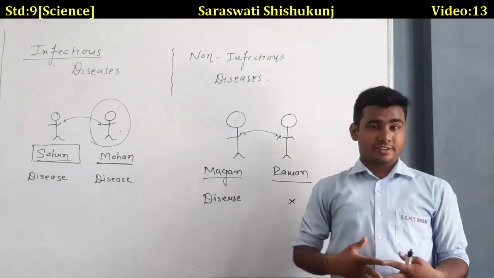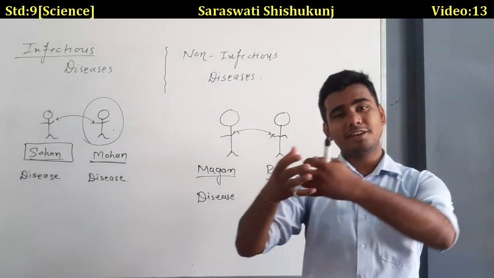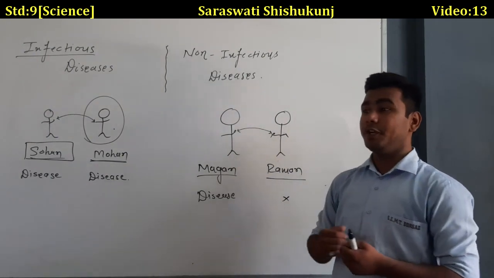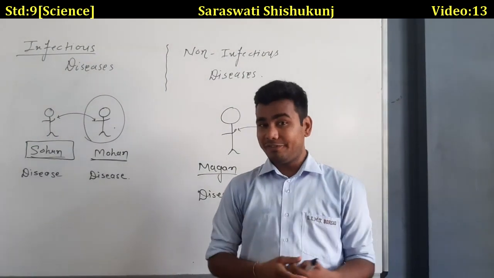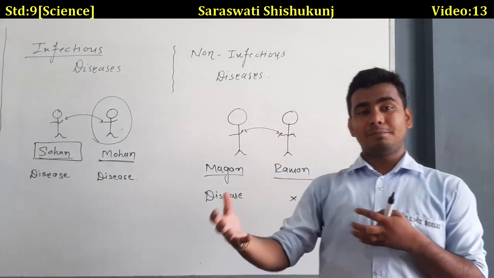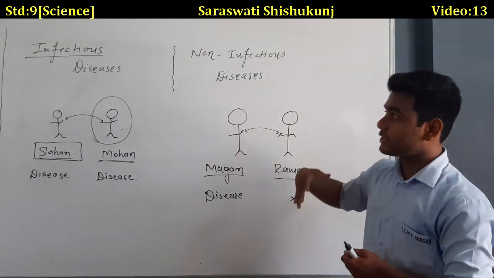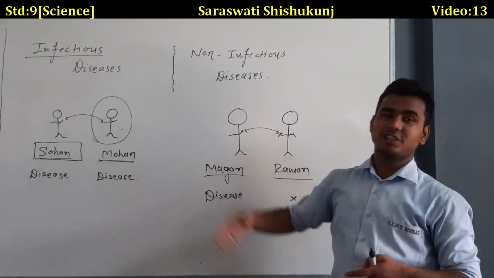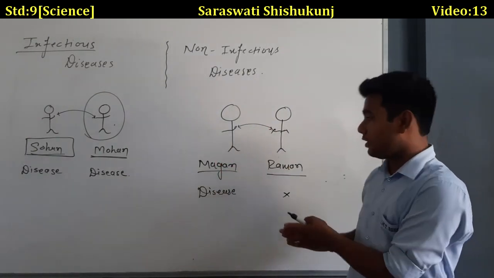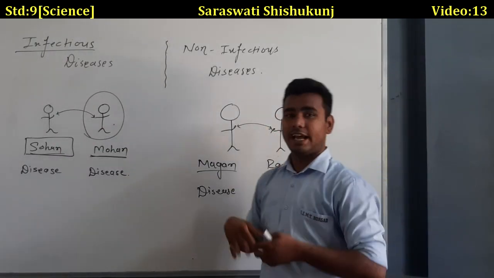If we consider cancer, if you are sitting and staying with a person who is suffering from cancer, cancer will not be caused to us. So why? Because cancer is a non-infectional disease. But if we talk about cold or viral fever, that will be considered an infectious disease, because when we come in contact with a person who is suffering from that disease, it may be caused to us. So this way we can also plot a difference between infectional disease and non-infectional disease. I hope that this example of Sohan and Mohan and Magan and Raman will be very helpful to you to understand what is infectional disease and non-infectional disease.